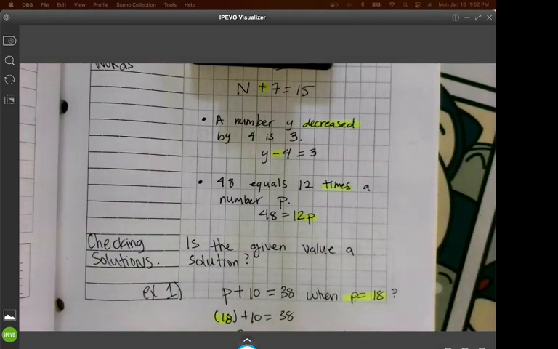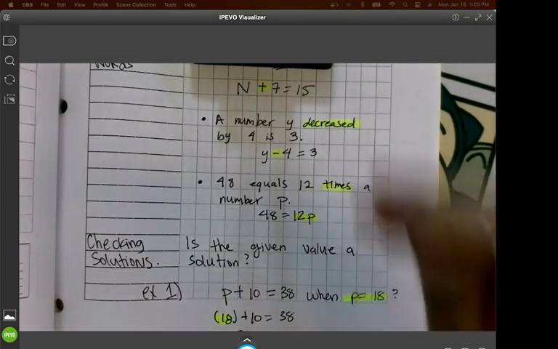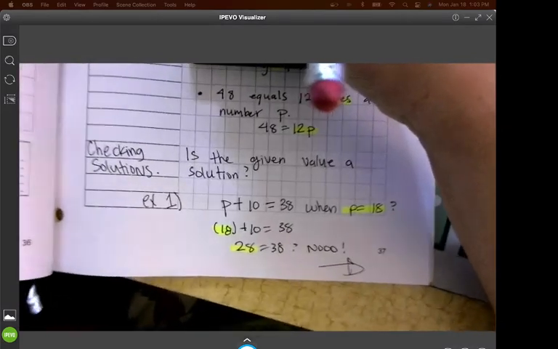All right, another part of 6.1 is checking solutions. Is the given value a solution? So what that means is we will give you an equation. This equation is p plus 10 equals 38. Is the given value a solution? So p equals 18. Is this true? Does p plus 10 equal 38 when p equals 18? Is that true? So remember, we're going to use substitution.